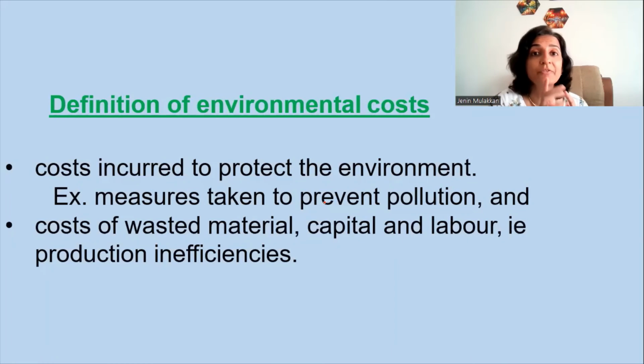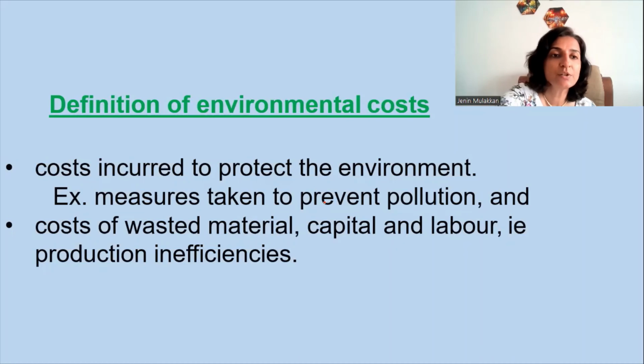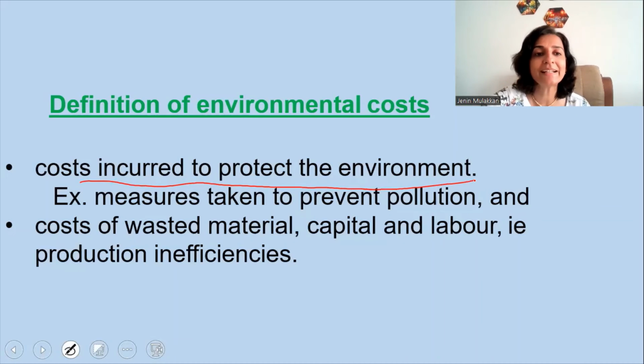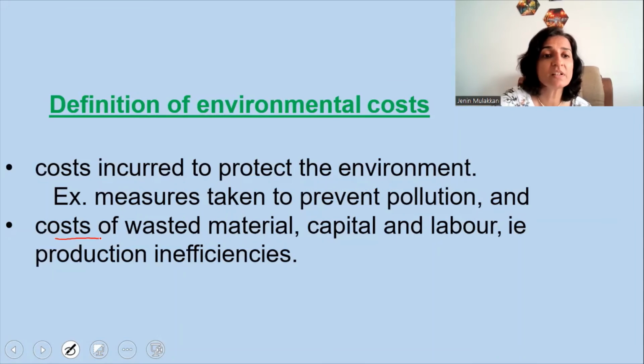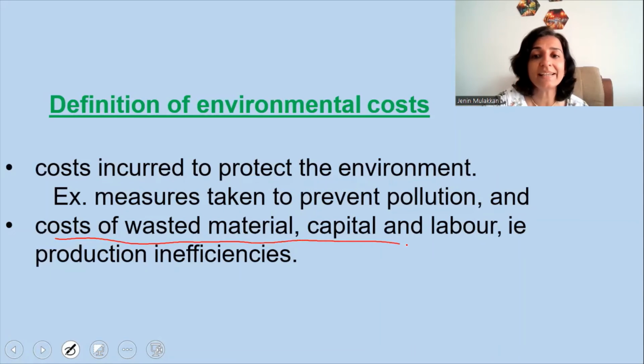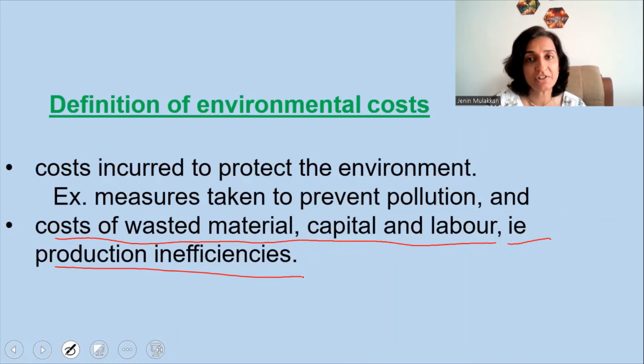Now let's look into the definition of environmental costs. So these are costs incurred to protect the environment. Example, measures taken to prevent pollution. So if you are buying a pollution control equipment, then that is an environmental cost. And it also includes the cost of wasted material, capital, and labor, that is production inefficiencies.